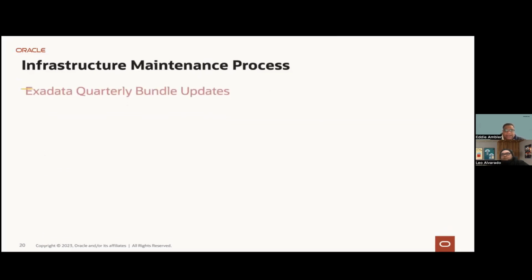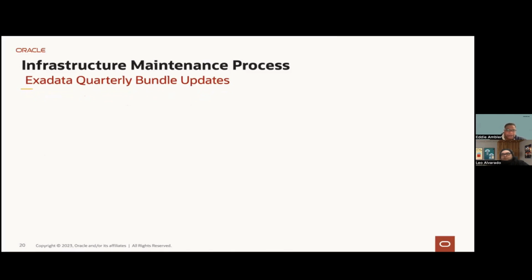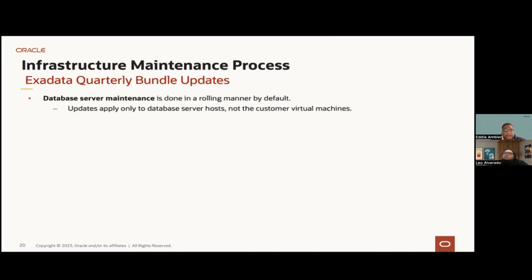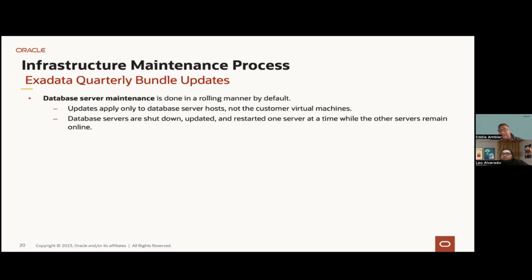So let's talk about the infrastructure maintenance process just a little bit, in particular, focusing on the Exadata quarterly bundle updates. The maintenance process for the database servers is done in a rolling manner by default. Updates are applied only to one database server at a time and not to the virtual machines. Database servers are shut down and updated and restarted one server at a time while the other servers remain online. This allows the database service to be available even though we're doing maintenance on one of the cluster members.